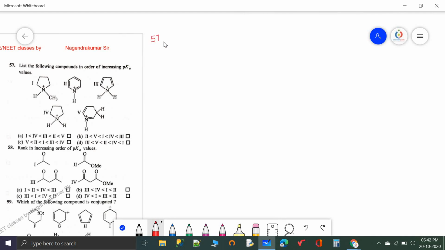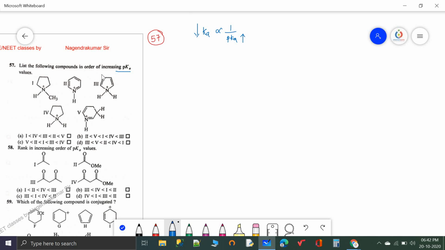Let's solve question number 57. List the following compounds in order of increasing pKa values. Good question. I'll write down the molecules here first. Anyhow, these molecules are clearly visible. So first of all, you must see that increasing pKa value means decreasing acidic nature. Ka value is inversely proportional to the pKa value. The higher the pKa value, the lower the acidic nature. So we have to write them in that order.